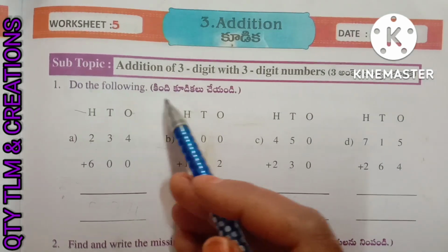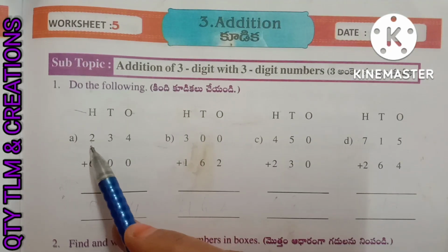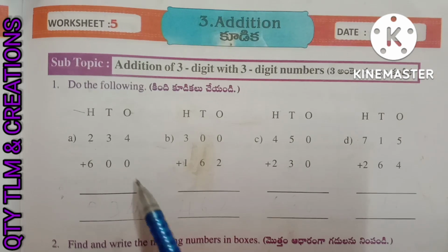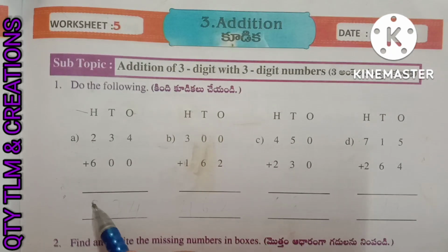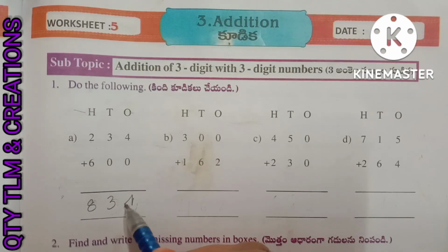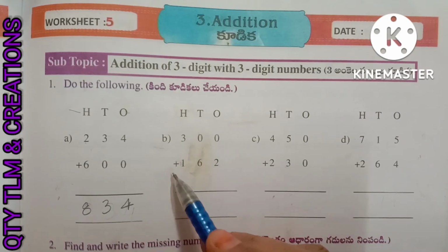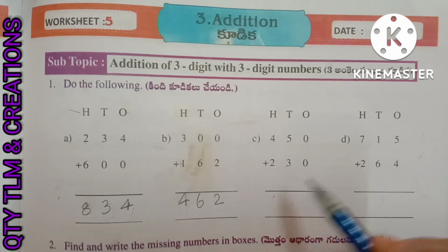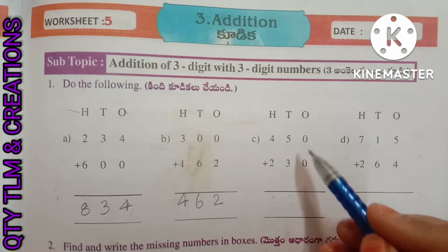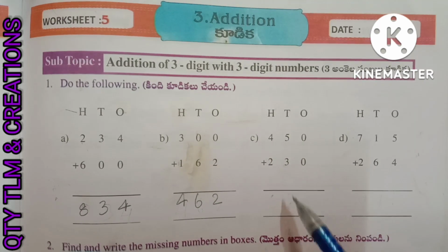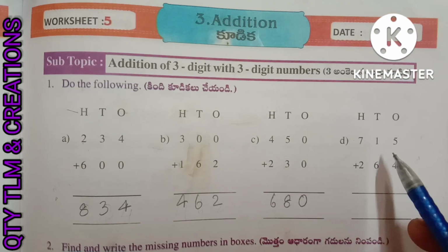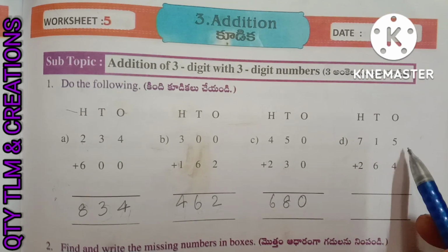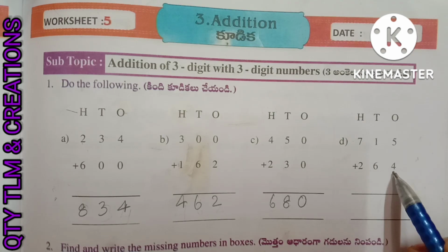Next worksheet number 5, subtopic, addition of 3 digit with 3 digit numbers. First one, do the following. Here A, 234 plus 600, we get 834. Next 300 plus 162, here we get 462. Next C, 450 plus 230, we get 680. Next D, 715 plus 264, we get 979.